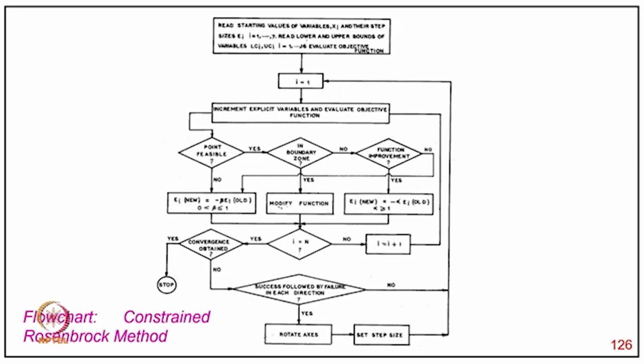And this is typically the flowchart of the constrained Rosenbrock method, starting from the initial design. Then you calculate the explicit variables and evaluate the function, then check the boundaries and see whether it is improving or not improving. Then you have to go with the acceleration or deceleration factor for defining all the variables in sequence for this design.